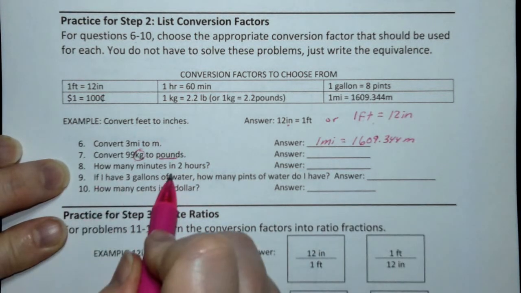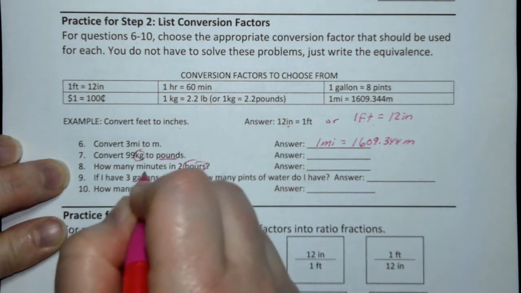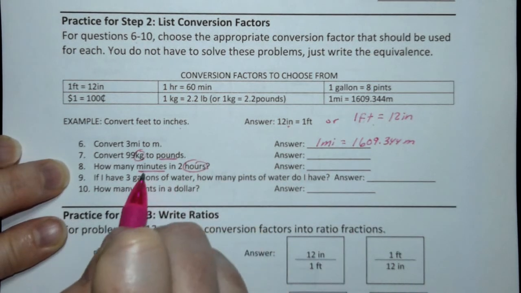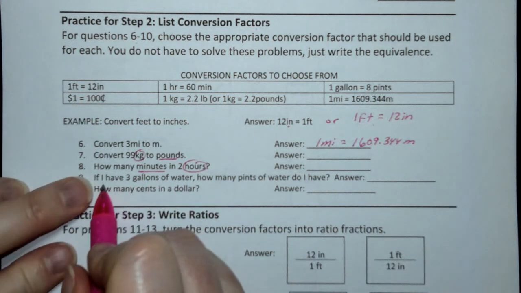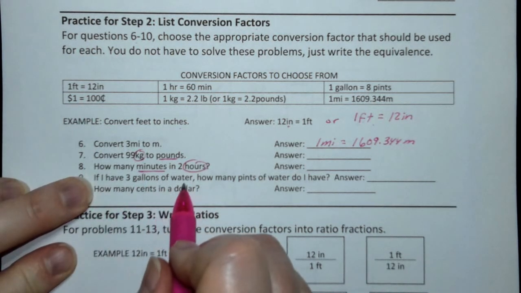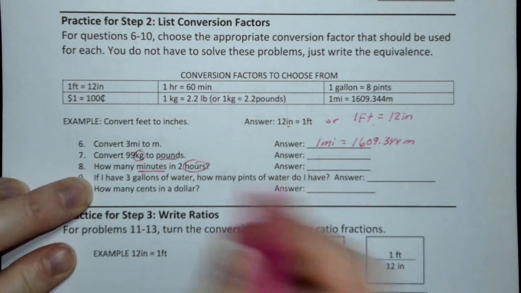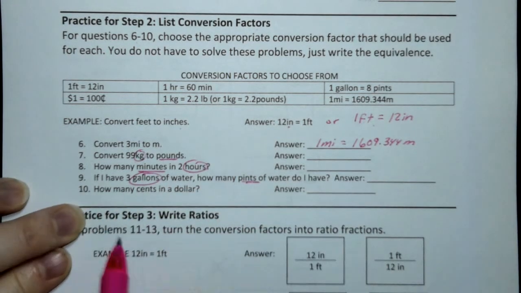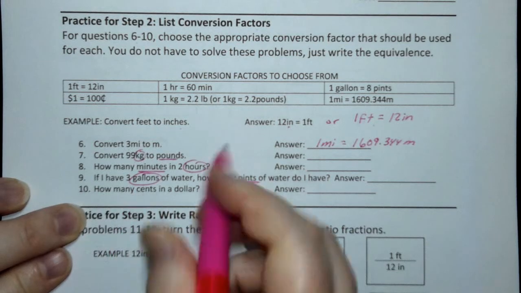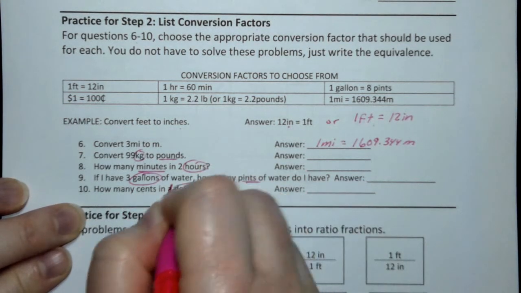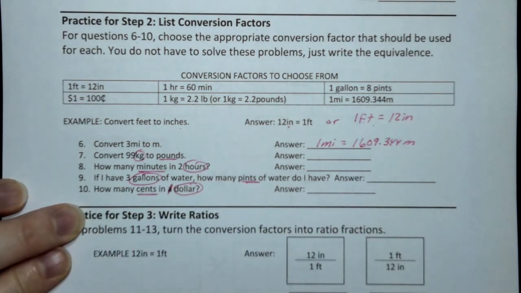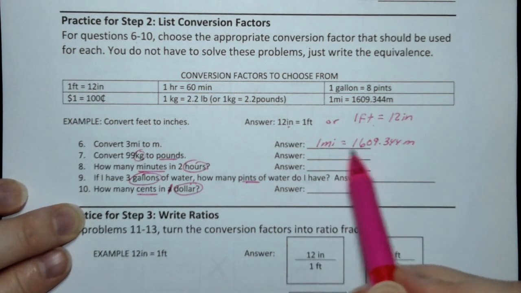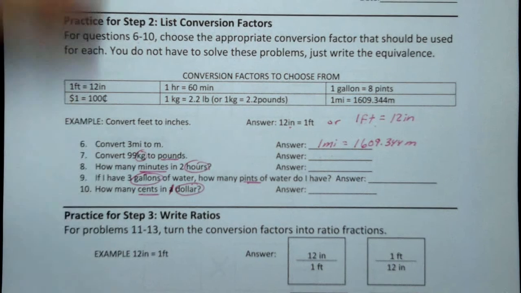How many minutes are in 2 hours? So you need to find something that uses hours and minutes. If I have 3 gallons of water, how many pints of water do I have? So gallons and pints. And then how many cents are in $1? Start with dollars, end with cents. So pick your conversion factors and just write them in here, just like I did there.